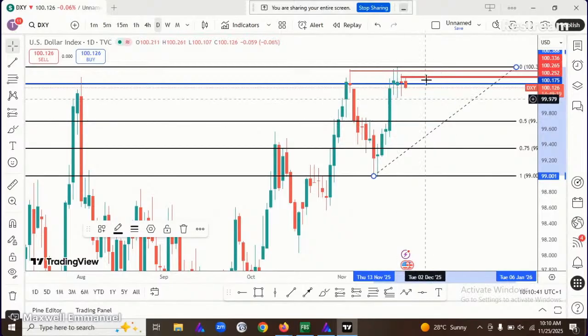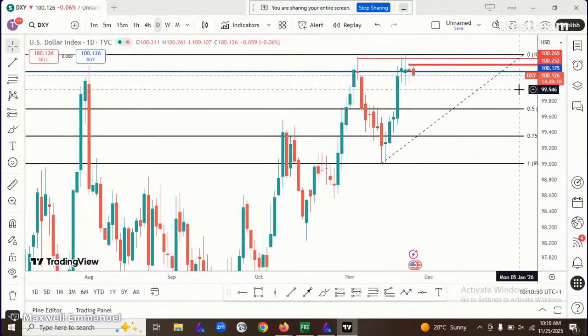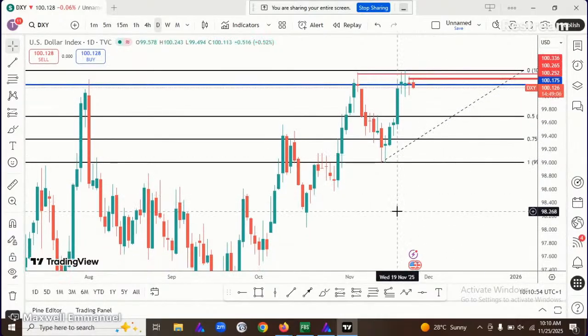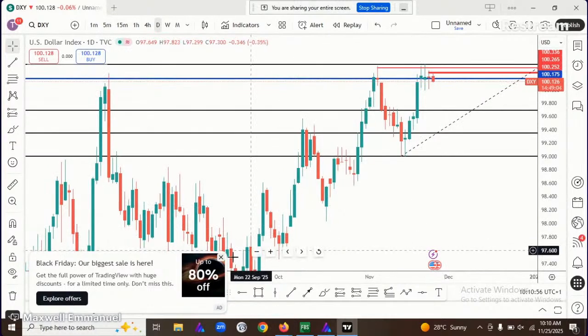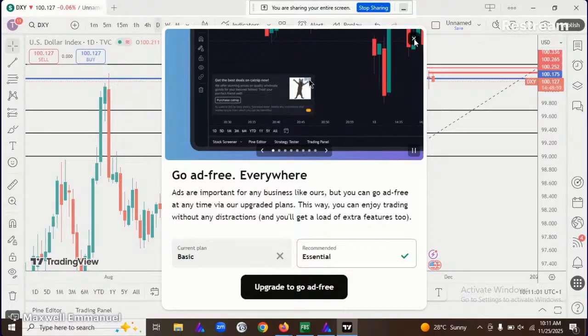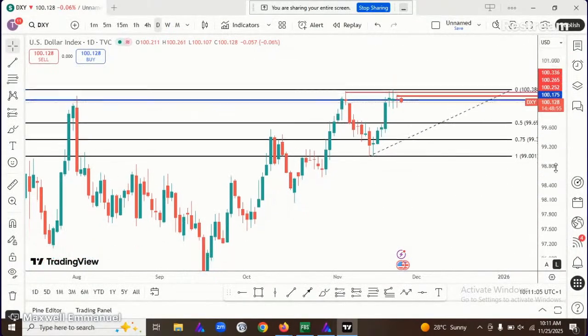So right now I am bearish on the dollar. Now, because of the news that will be released by 2:30, I'm not taking any trade. I'm not taking any trade until the news is released. That is my plan for today.